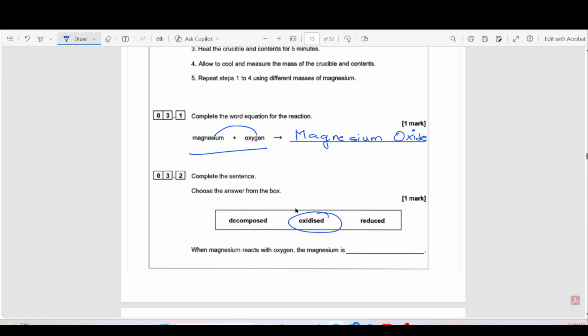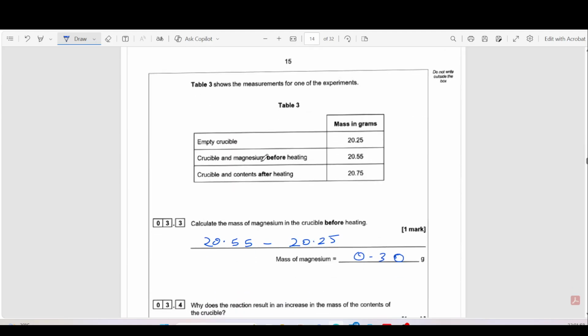Oxygen is added, so it is an oxidation reaction, because magnesium atoms are gaining oxygen to form magnesium oxide. So in chemistry, oxidation is the addition of oxygen to form a substance. So magnesium is oxidized because it has gained oxygen.